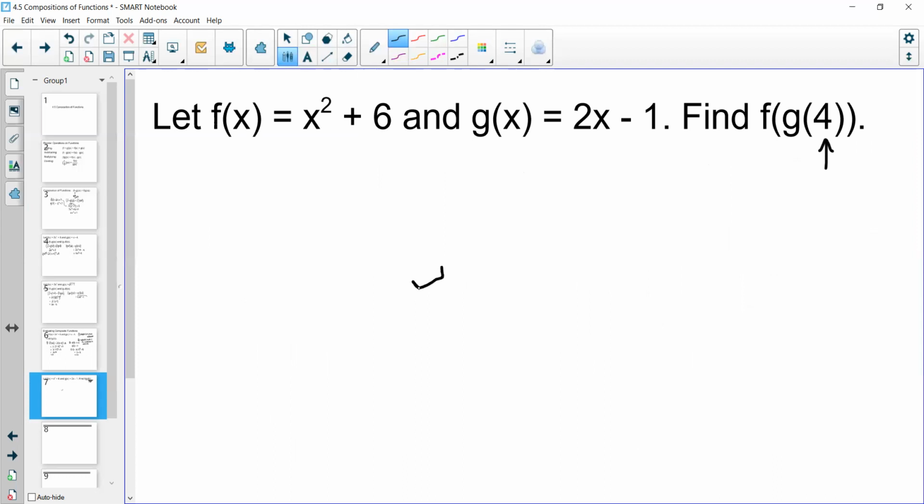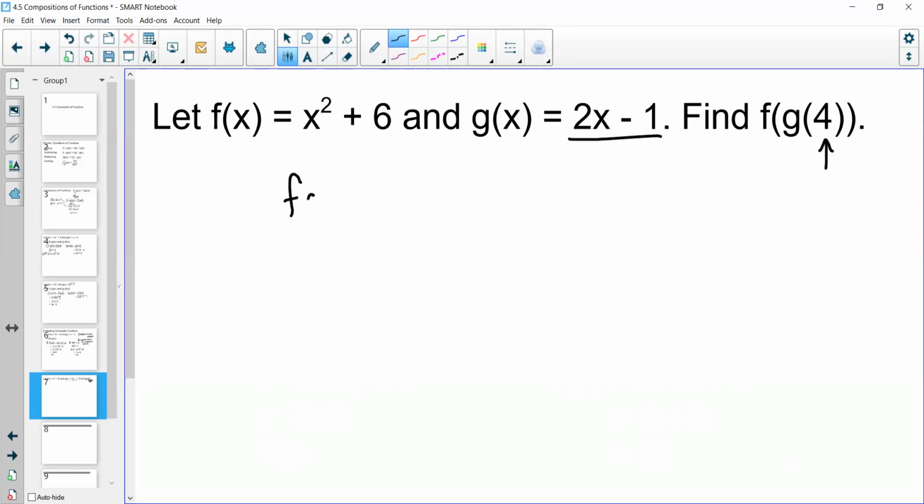So when we're composing those functions, that means we are going to want to substitute in first, and then we will use that 4 to evaluate. So let's take a look at our first option here. And we want to substitute g of x into f of x every time there's an x squared.